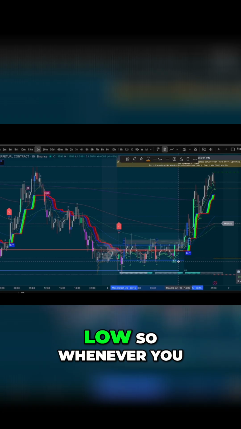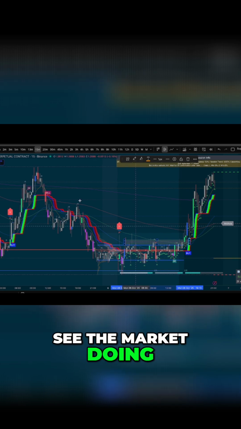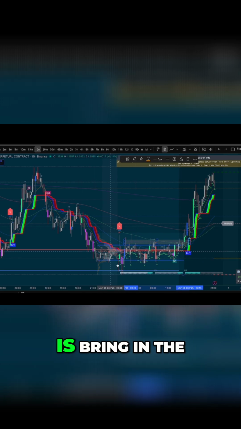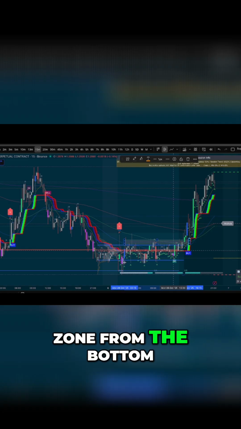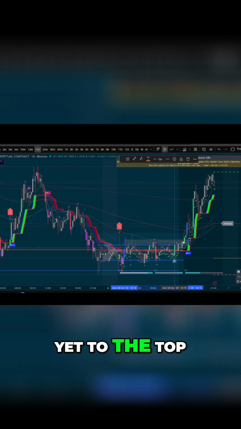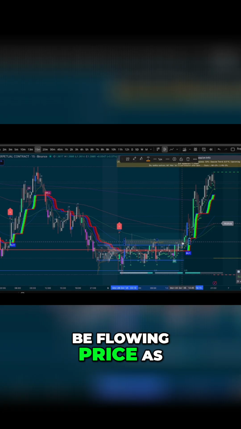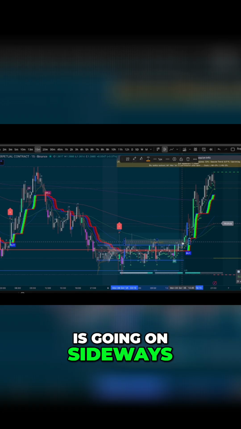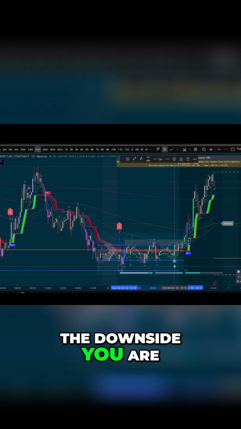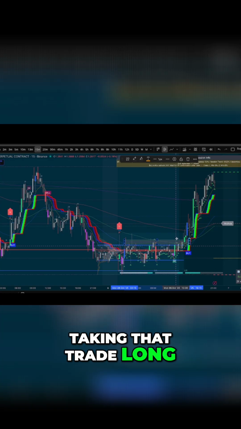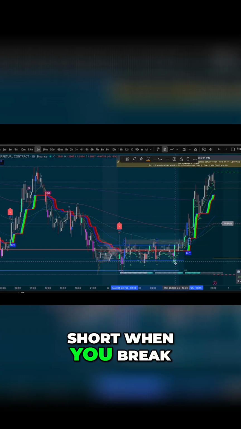So whenever you see the market doing something like this, what you need to do is bring in the fixed volume profile, and then you mark this zone from the bottom here to the top of the move. Just keep following price as it's going sideways. And whenever you see a breakout, either to the upside or to the downside, you take that trade. Long when you break above, short when you break below.